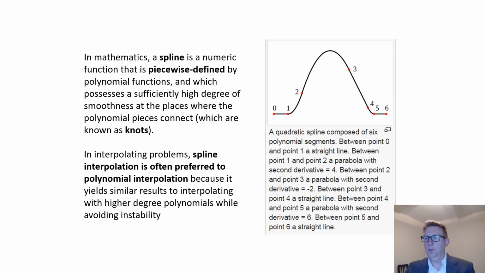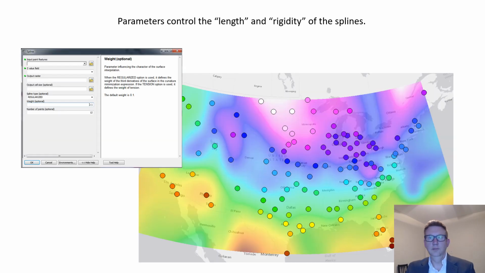It's quite effective because it's again empirically driven. We're not making guesses about what's going on in our data set as a whole. We're really just trying to figure out what's going on fairly locally. There are a number of parameters that control the length and rigidity of the splines. So we can choose between our spline types. We can set a weight if we wish. You'll get a chance to play around with those to see what they do.